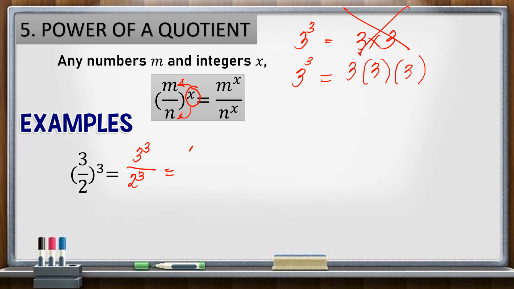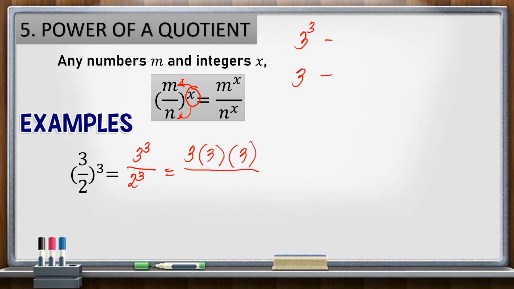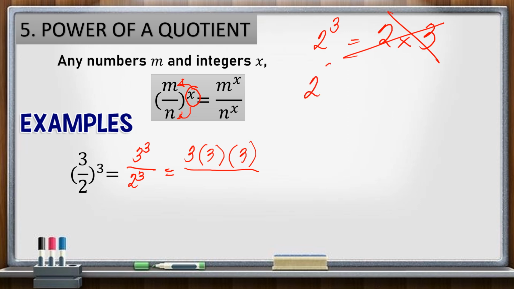So therefore, you have here 3 times 3 times 3. All over, the same thing for 2 raised to 3. It does not mean you have to multiply 2 and 3. It does not mean 2 times 3. That is wrong. If that is your idea, if you encounter this kind of expression, that is wrong. It should be 2 raised to 3, you have to multiply 2 to itself thrice. So you have here 2 times 2 times 2.